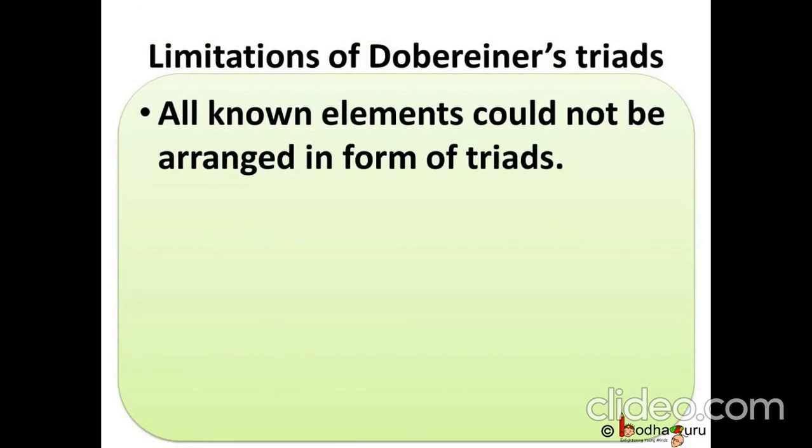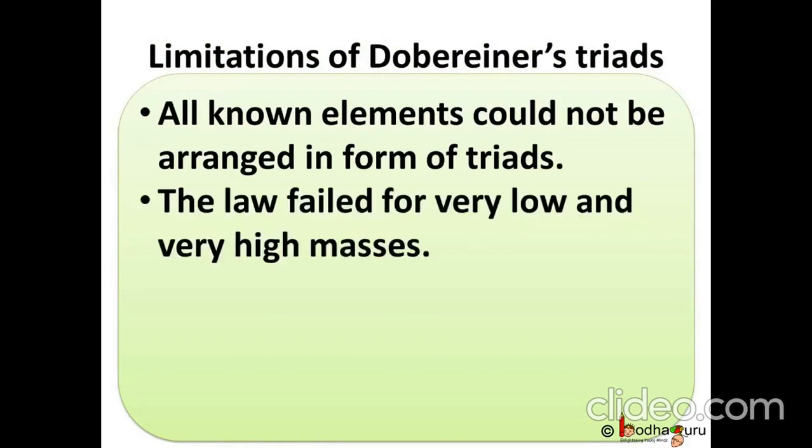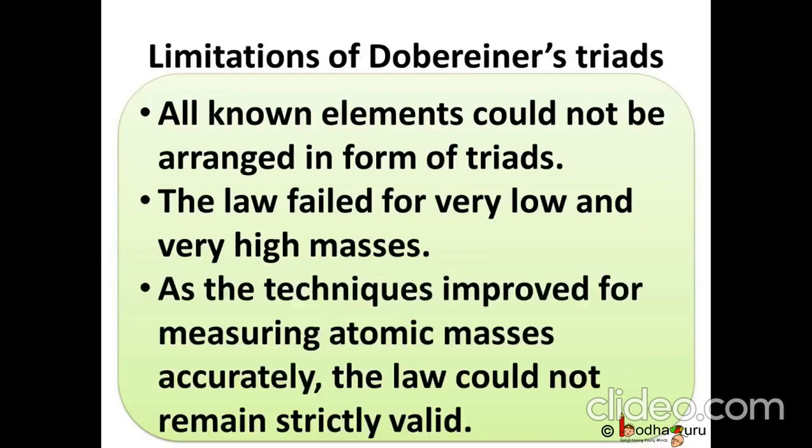Thus, there were limitations to this. And what are the limitations? First of all, known elements could not be arranged in form of triads. Secondly, the law failed for very low and very high masses. Lastly, as the techniques improved for measuring atomic masses accurately, the law could not remain strictly valid.